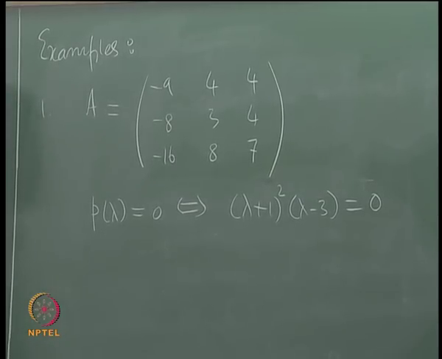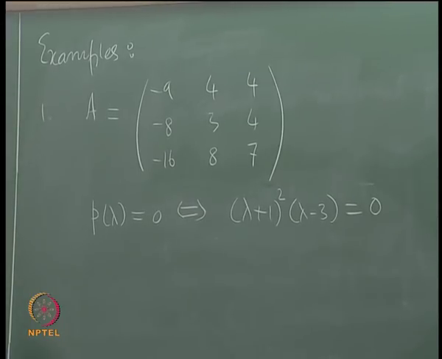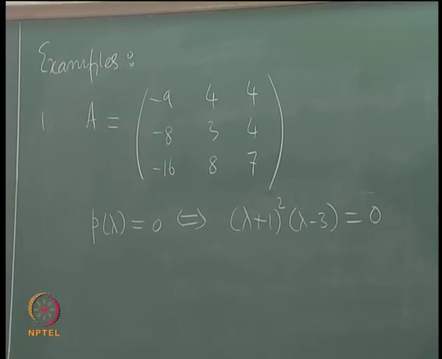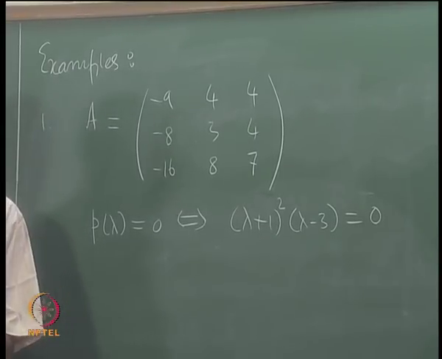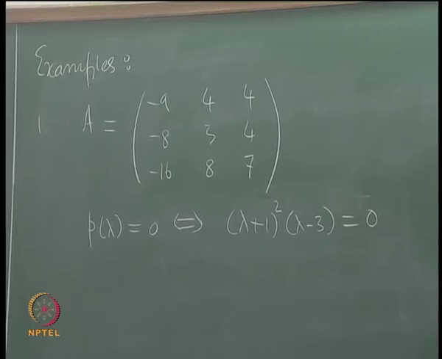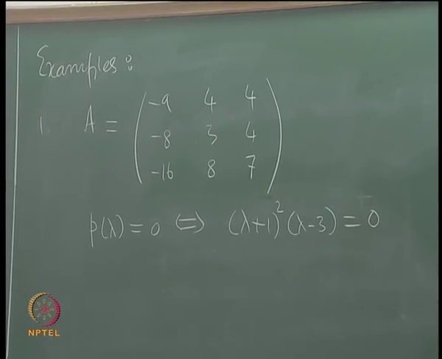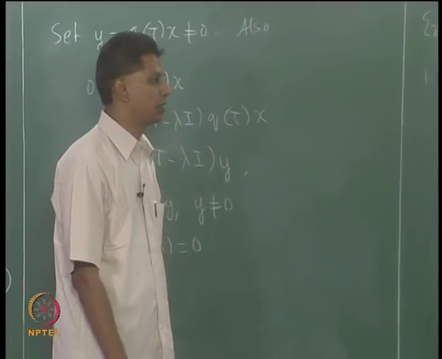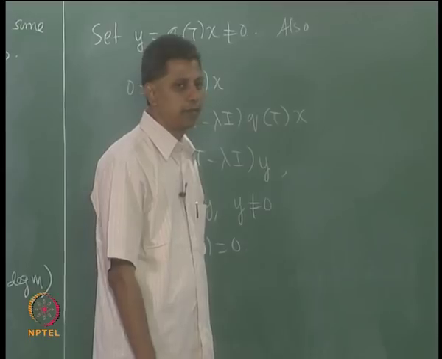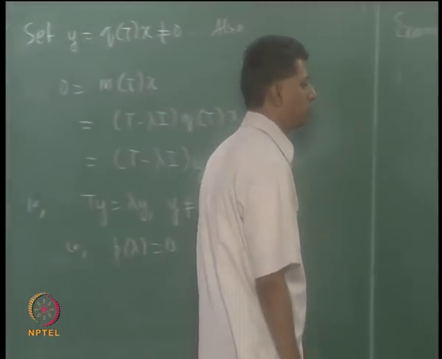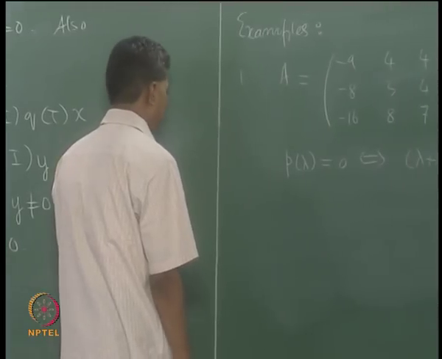The eigenvalue minus 1 comes twice, eigenvalue 1 comes once. What I know is that one eigenvector corresponding to minus 1 and the eigenvector corresponding to 3 are independent. I must verify if the eigenspace corresponding to the eigenvalue minus 1 has dimension 2.